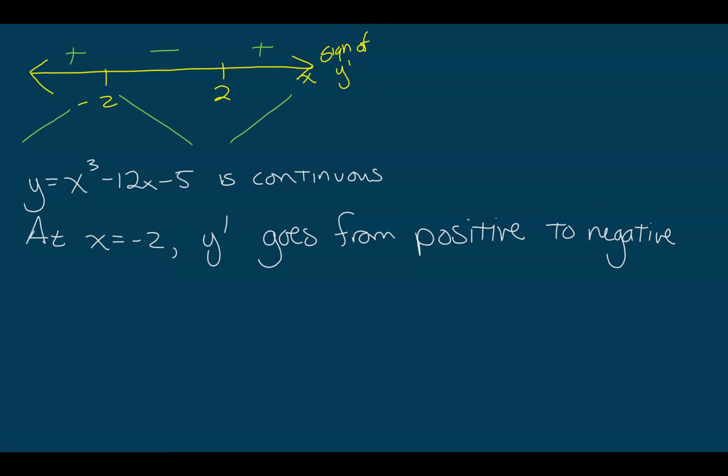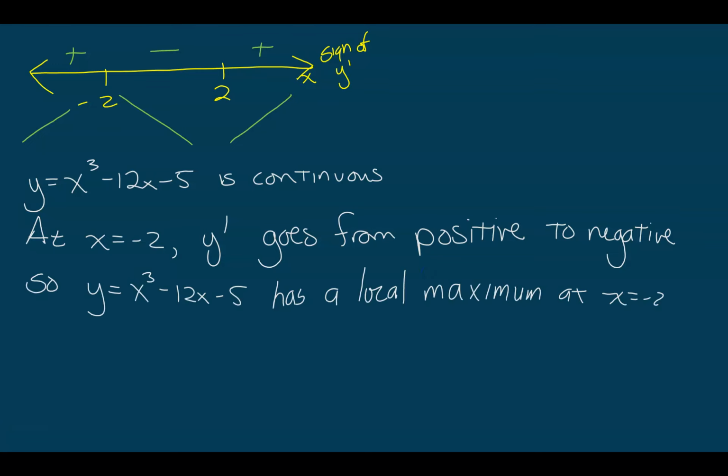At -2, y prime goes from positive to negative. That's our evidence. And then a conclusion. So x cubed minus 12x minus 5 has a local maximum at x equals -2. And if you do this increasing and decreasing bit, it's pretty obvious. Oh yeah, local maximum. And again, that matches up with the graph we expected from the beginning, or at least, it's not really a parent function, but we know what to expect.